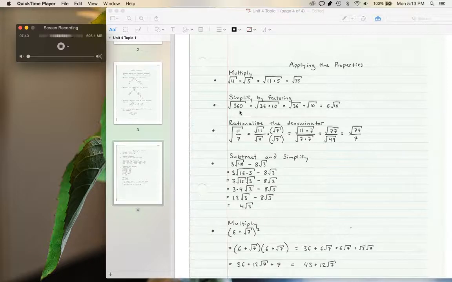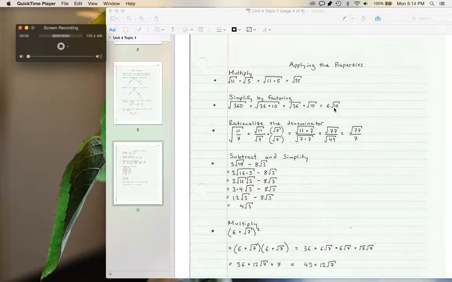360 is equal to 36 times 10 if I were to factor it into 2 factors. So I can break apart this 360 into 36 and 10 under my square root. I can now break apart this square root using my multiplication property. This is the same as the square root of 36 times the square root of 10. And the square root of 36, well, that's just 6.